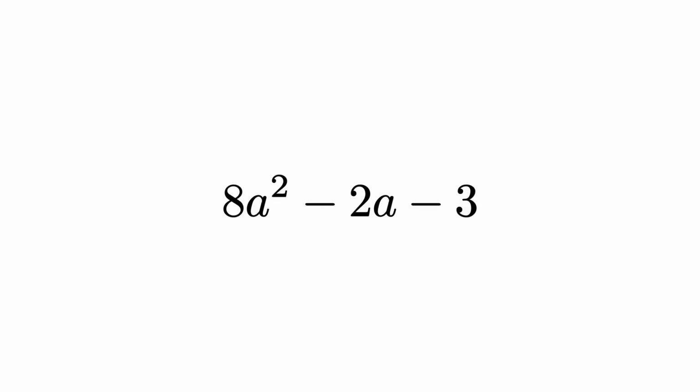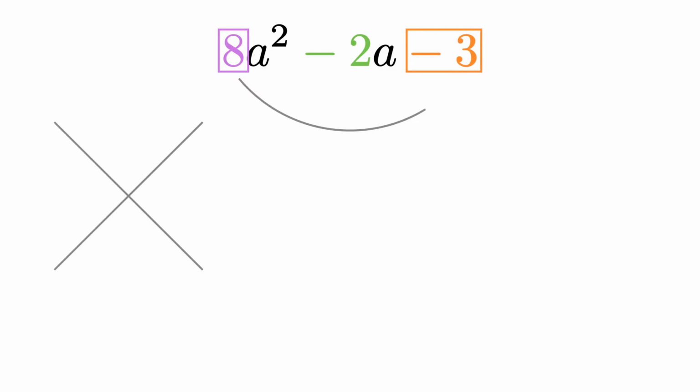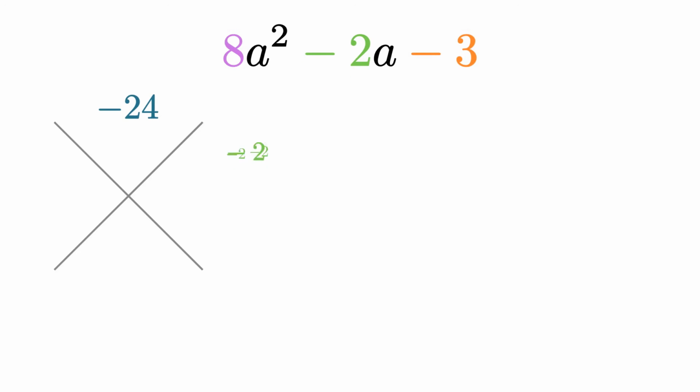Alright guys, so for our second example, we're given the expression 8a squared minus 2a minus 3. So first we're going to create our x, and at the top of the x, remember we're going to take our leading coefficient 8 and multiply it to the last term, negative 3, and that will give us a product of negative 24. And we're going to put that negative 24 at the top of our x. At the bottom of our x, we're going to put our middle coefficient, negative 2. And now we're going to find two numbers that both multiply to the top of the x and add to the bottom, and put those in the sides of the x.